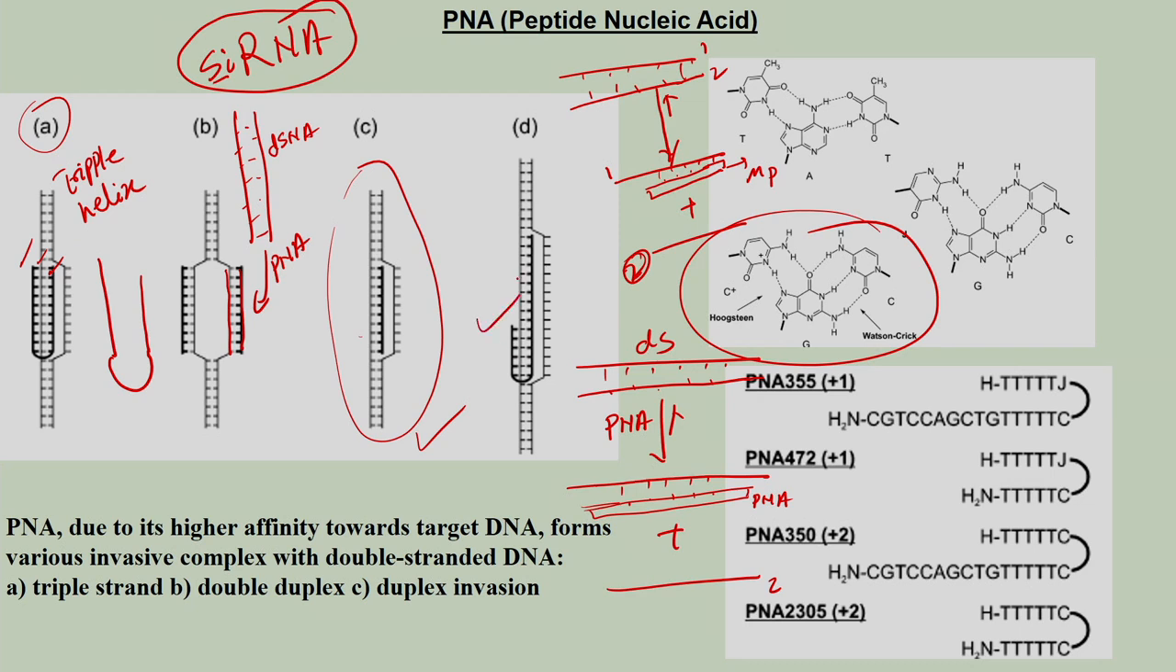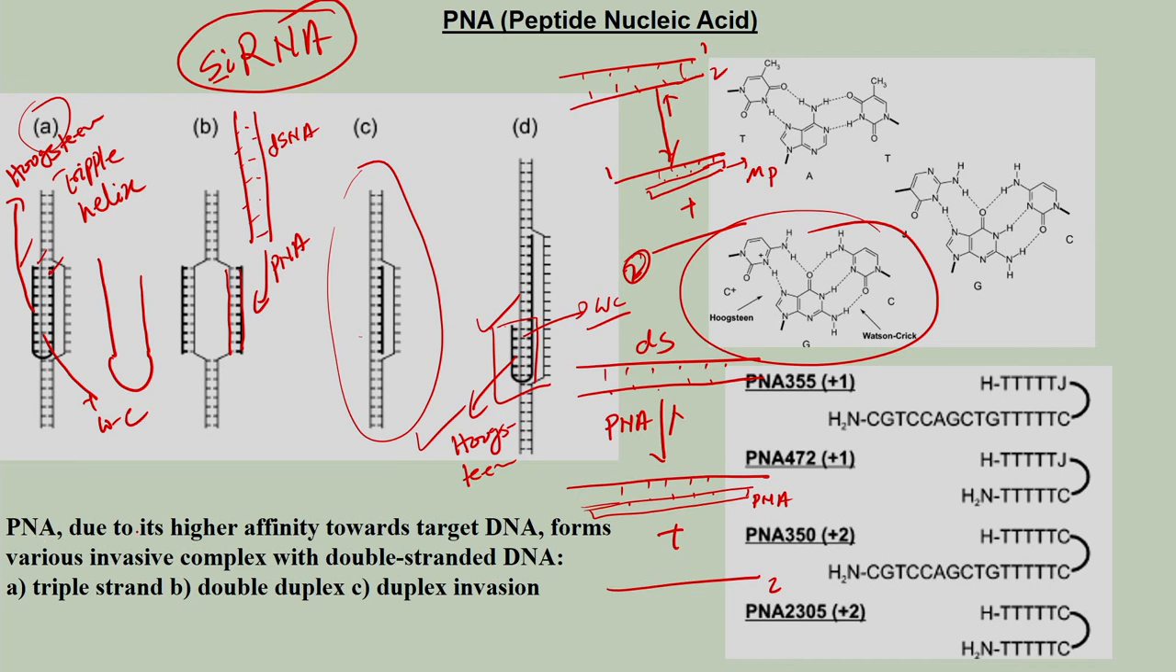Same thing you can see here, it is also a triple helix. This is a longer part, this is a shorter part, but in this region it is forming a triple helix. This is the Watson-Crick base pairing, and that part is the Hoogsteen. This is called a double duplex, and this is the single invasion. So, this is the hybridization that you can see.